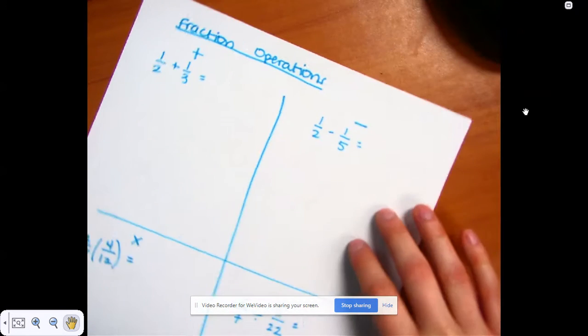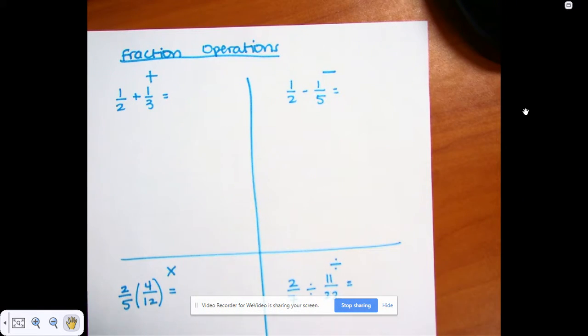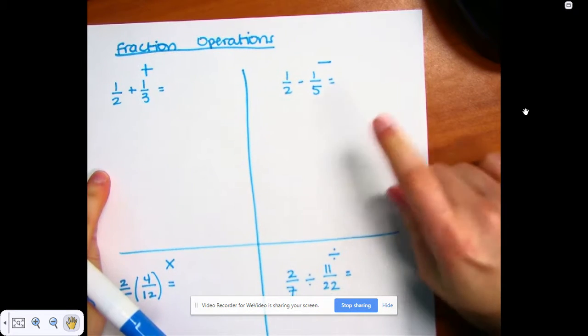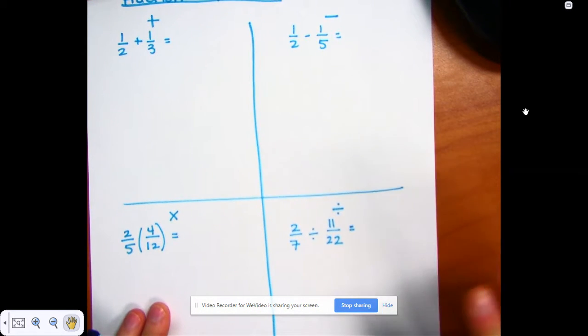All right, so we are recording. We're going to do fraction operations next. So I'm going to do an addition example, a subtraction example, a multiplication example, and a division example.